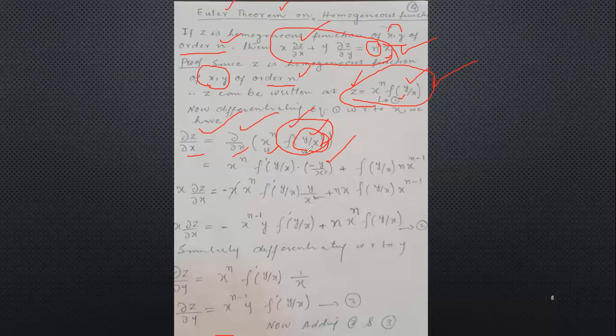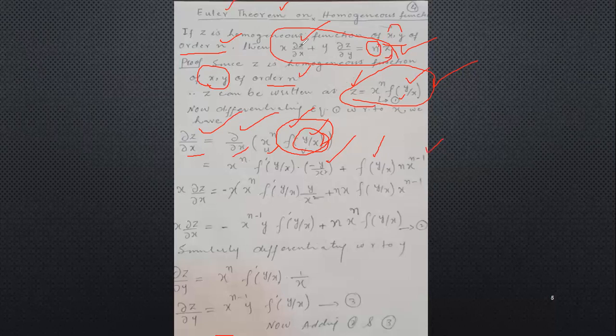When we take the derivative with respect to x, first we take the denominator and write it in the numerator, and after that we get minus y upon x square. Plus, f of y upon x remains the same, times the derivative of x power n, which is n x power n minus 1.